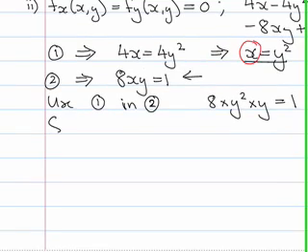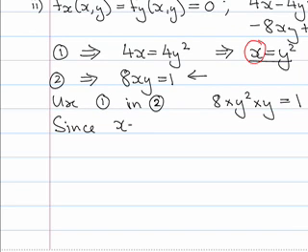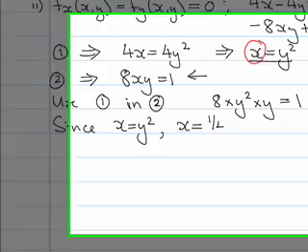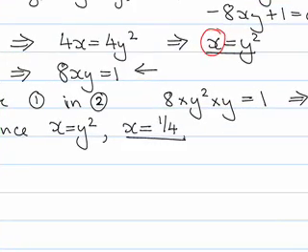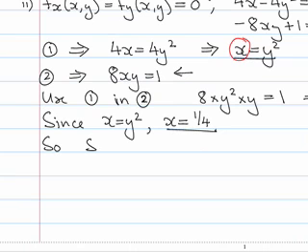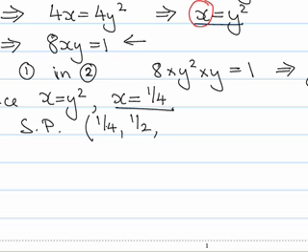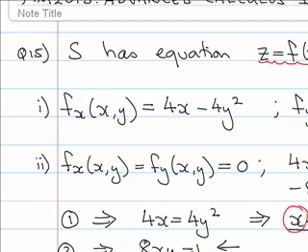Now since x is equal to y squared, we've got that x must be equal to 1/4. So the stationary point is going to be 1/4, 1/2, and then we just work out the value of the function f at 1/4 and 1/2, which is minus 5/8. But for us, that's not important. So the stationary point is at 1/4, 1/2. Don't try and factorise out anything.